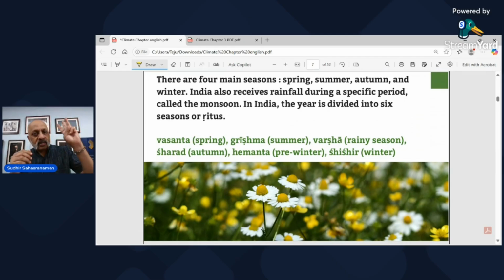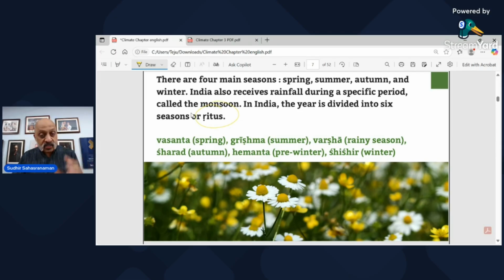Spring, autumn, summer, and winter, right? Now, India also receives rainfall during a specific period of time, which is generally from June till about September, the main southwest monsoon, and then there is a winter monsoon that happens in a few areas, in October to December, right? We will read about that. So in India, the year is divided into 6 seasons, which in Hindi is known as ritus.